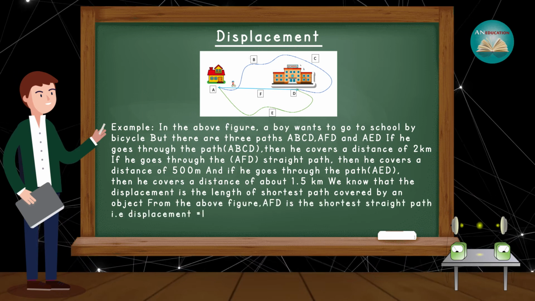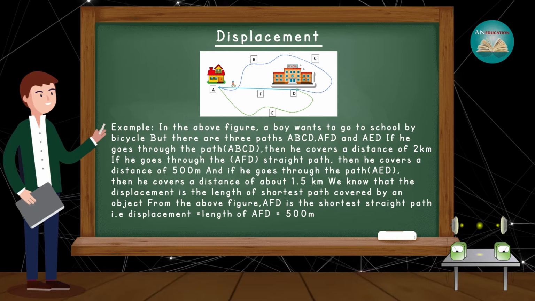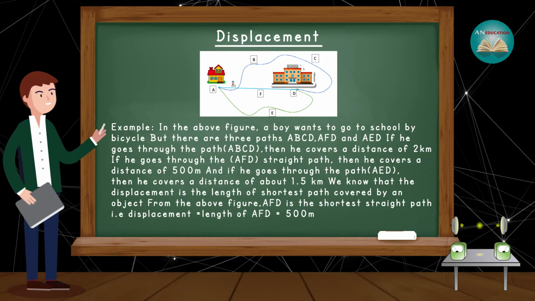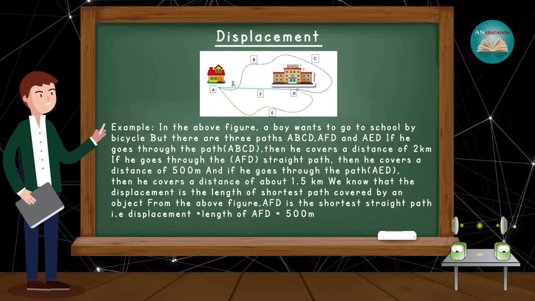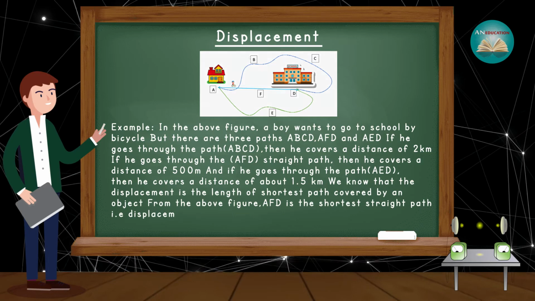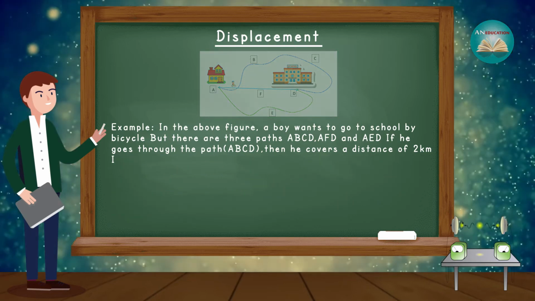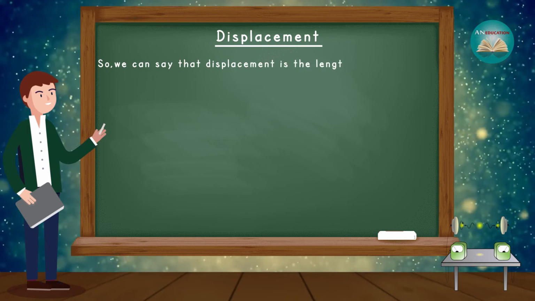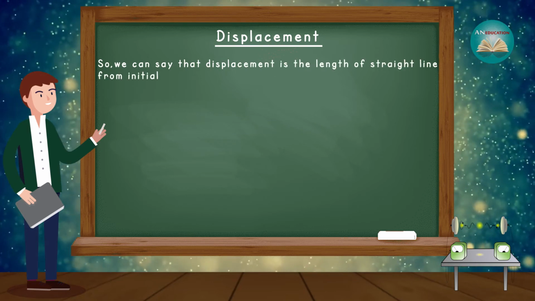We know that the displacement is the length of shortest path covered by an object. From the above figure, AFD is the shortest straight path, that is displacement is equal to length of AFD, which is equal to 500 meter. So we can say that the displacement is the length of straight line from initial point to final point.